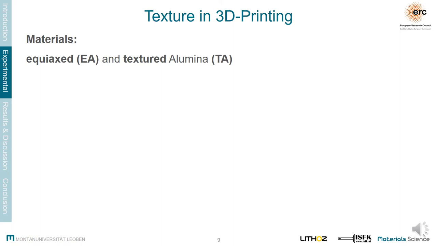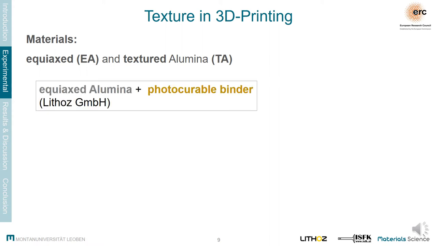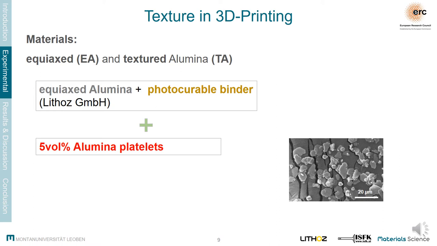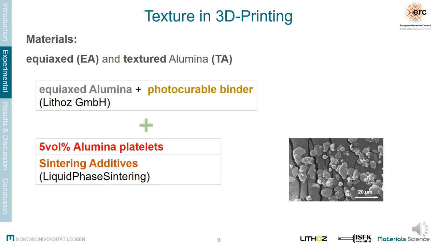Two materials were fabricated, on the one side equiaxed alumina as reference material. Here a commercially available alumina slurry from Lithoz GmbH was used, and our material of interest, textured alumina, was fabricated. For textured alumina, alumina platelets were added for achieving texture, then sintering additives for liquid phase sintering, and some additional dispersant since the solid loading was increased, to keep the viscosity at the same level.